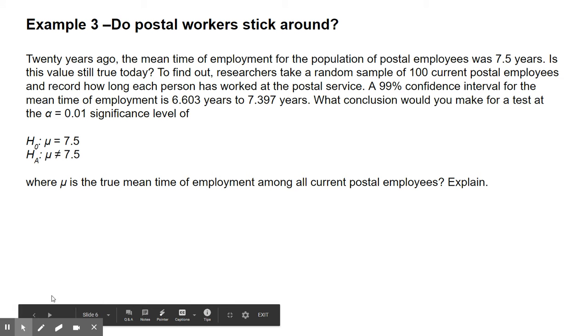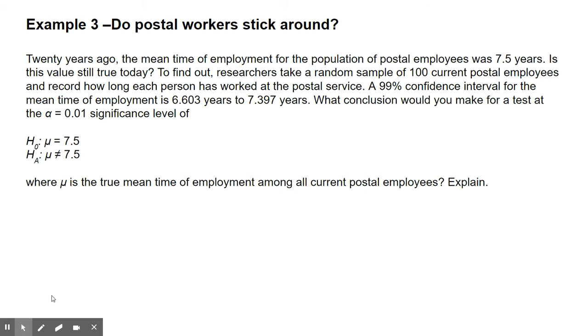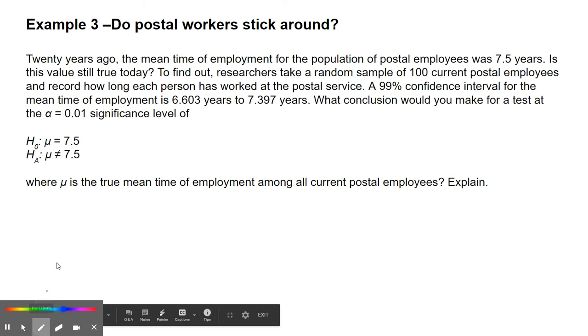So it says 20 years ago, the mean time of employment for the population of postal employees was 7.5 years. Is this value still true today? To find out, researchers take a random sample of 100 current postal employees and record how long each person has worked at the Postal Service. A 99% confidence interval for the mean time of employment is 6.603 years to 7.397 years. What conclusion would you make for a test at the alpha equals 0.01 significance level of null hypothesis mu equals 7.5, alternative hypothesis mu does not equal 7.5, where mu is the true mean time of employment among all current postal employees? Explain.